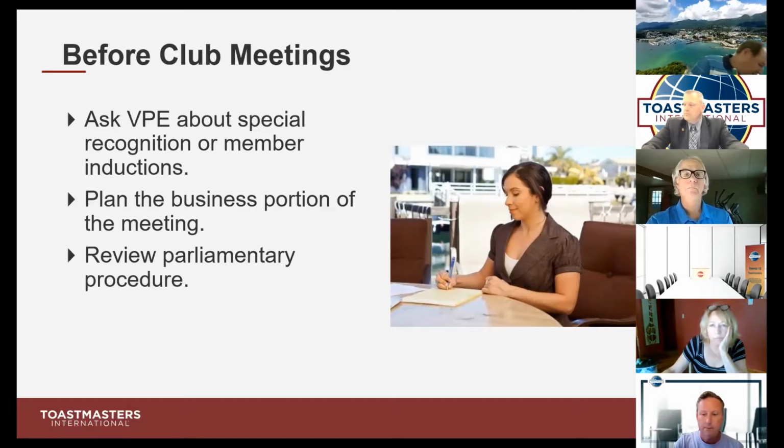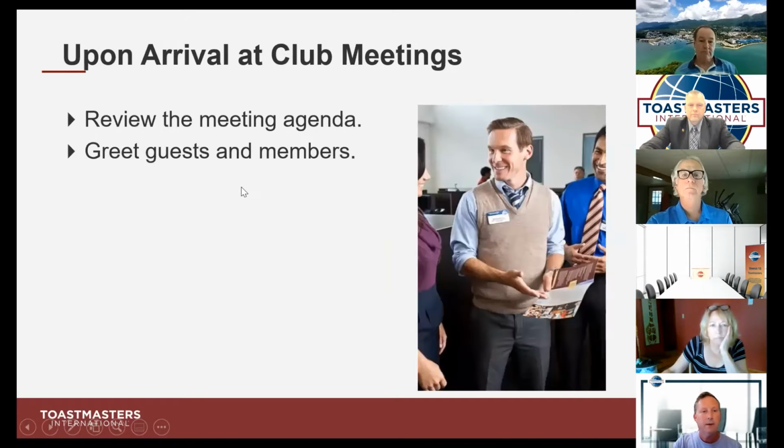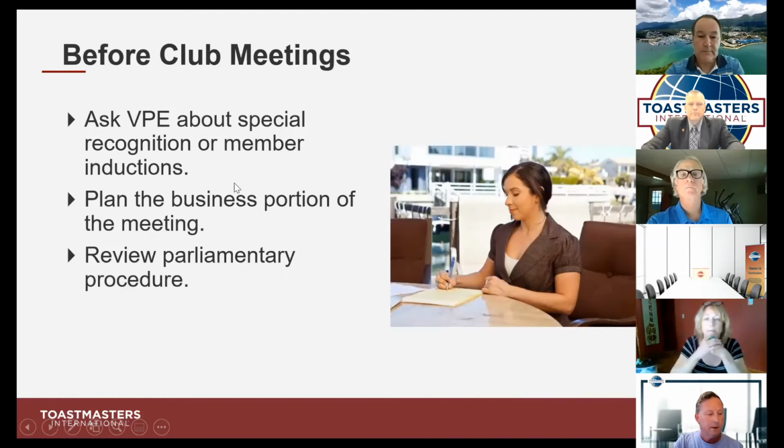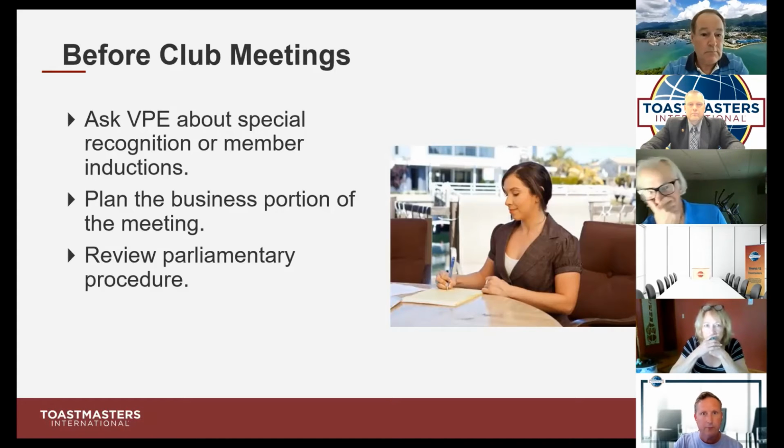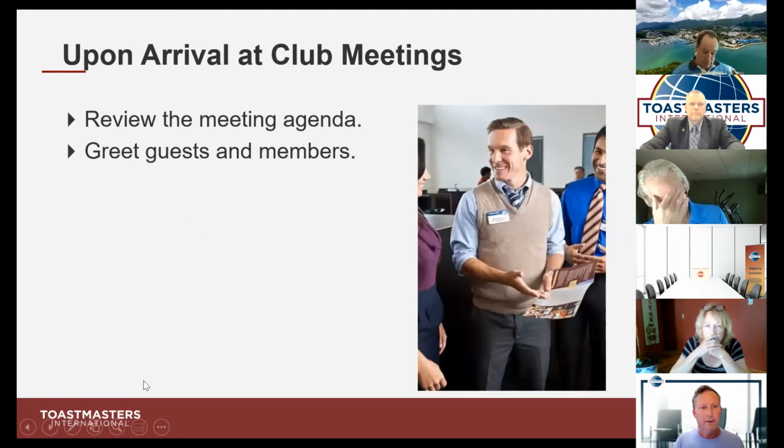Second thing would be to plan the business portion of the meeting. That could just be taking a few notes, maybe making some phone calls or emails to the officers, and just having everything together. And third would be to review parliamentary procedure, which is basically Robert's Rules of Order. If you don't know that, there is definitely information online that you can find about parliamentary procedure. And the next slide, yes.